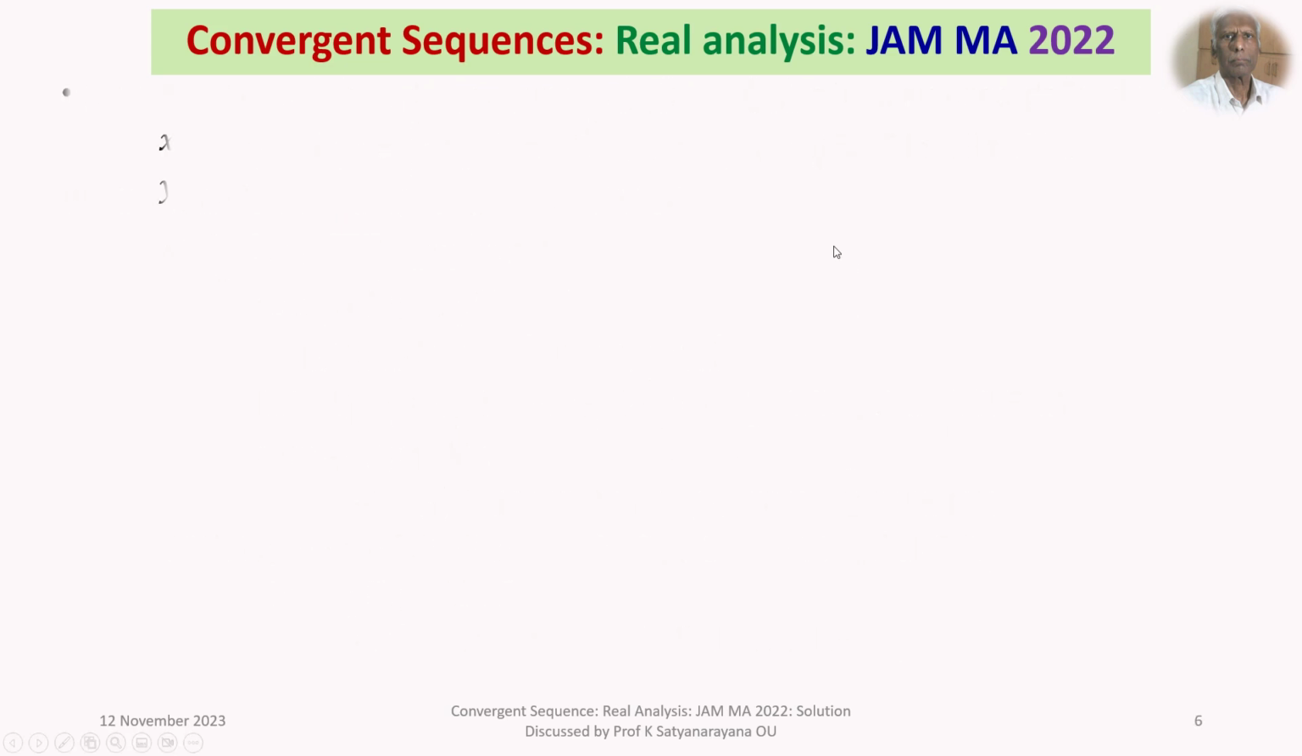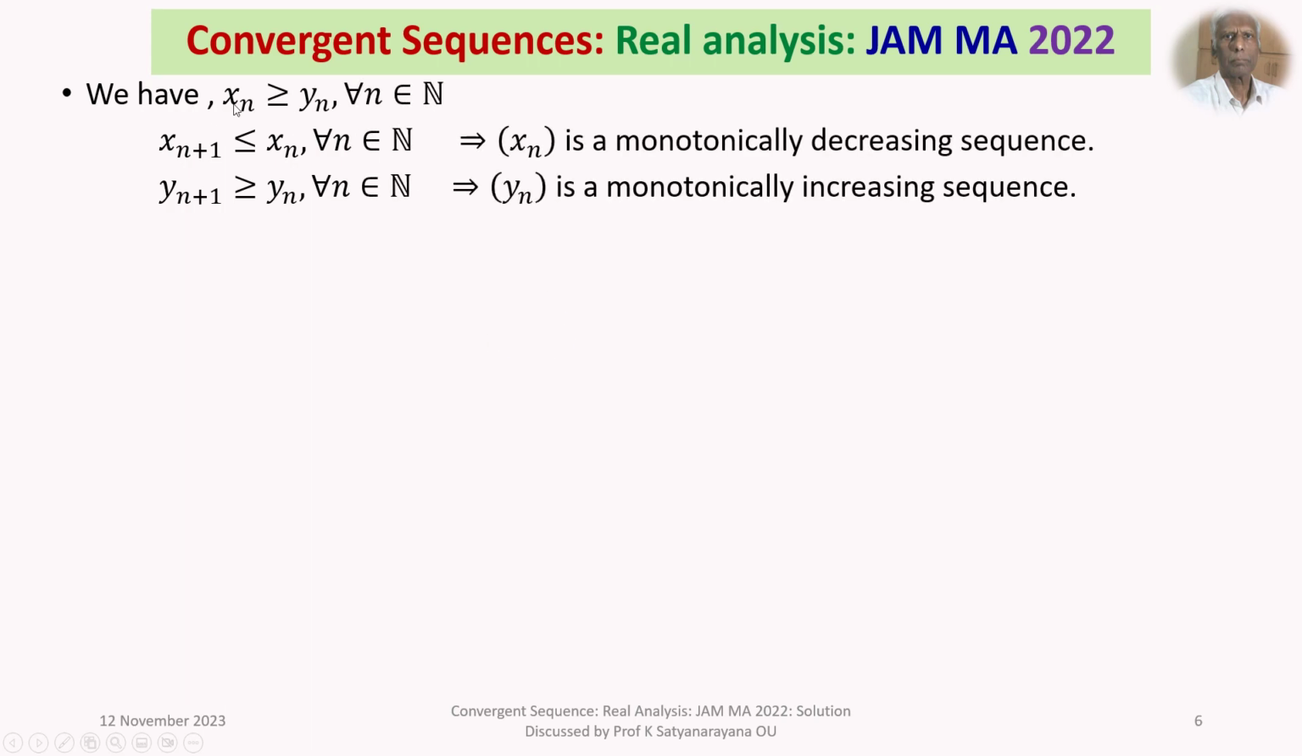So we have xn greater than or equal to yn for all n belongs to N, and we have seen the sequence xn is monotonically decreasing. The sequence yn is monotonically increasing. So suppose we want to talk about the sequence xn, which is monotonically decreasing. If we want to show that it is convergent, we have to see whether it is bounded above or bounded below.